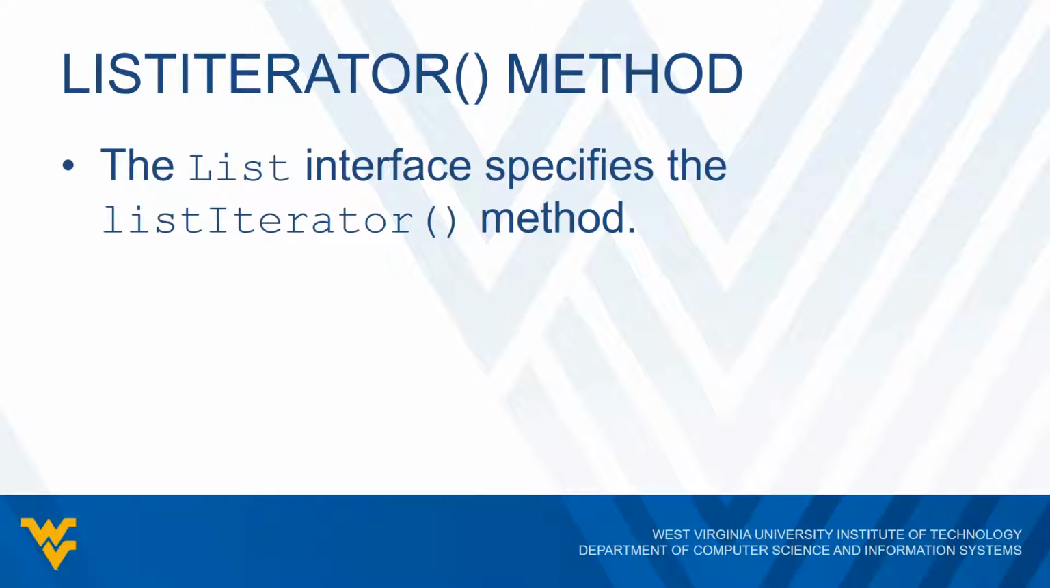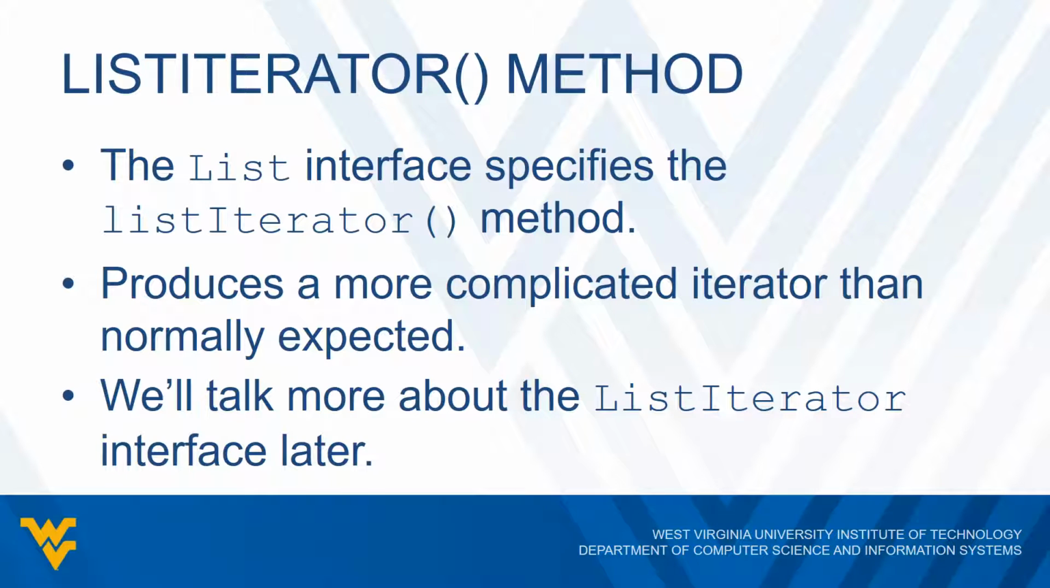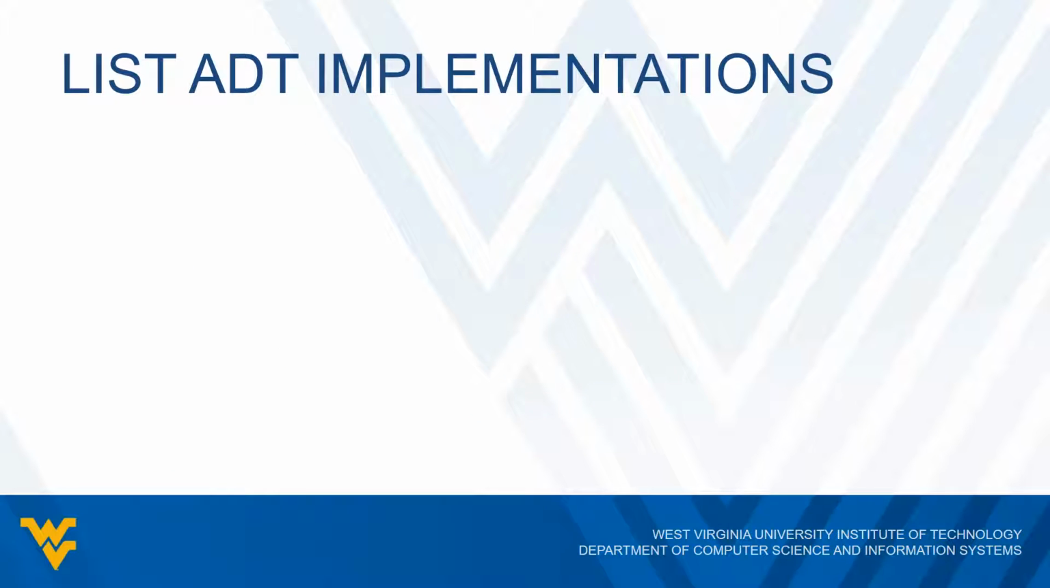Finally, the list interface does specify the list iterator method. And I should mention that this does produce a more complicated iterator than what we've seen so far with iterators. In fact, we're going to talk more about the list iterator interface a little bit later on. So we're not going to talk about it now, other than it is one of the methods that was contained in the list interface. We now need to look at how we're going to actually implement this interface.